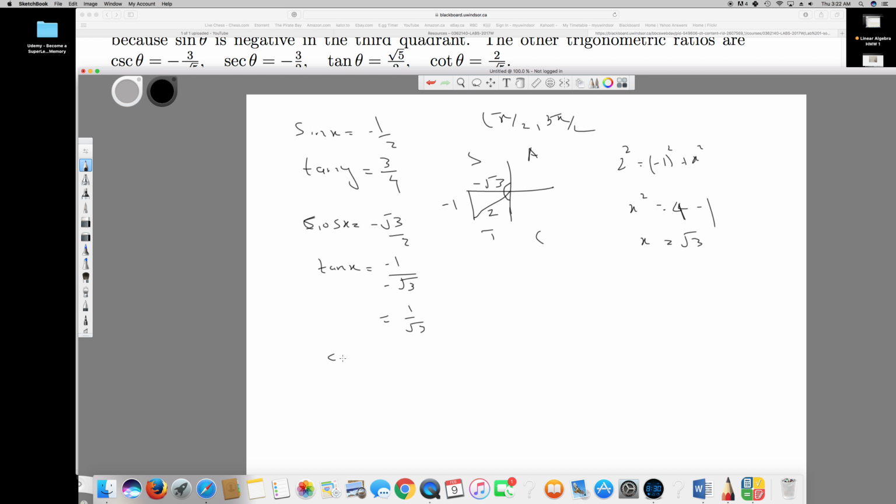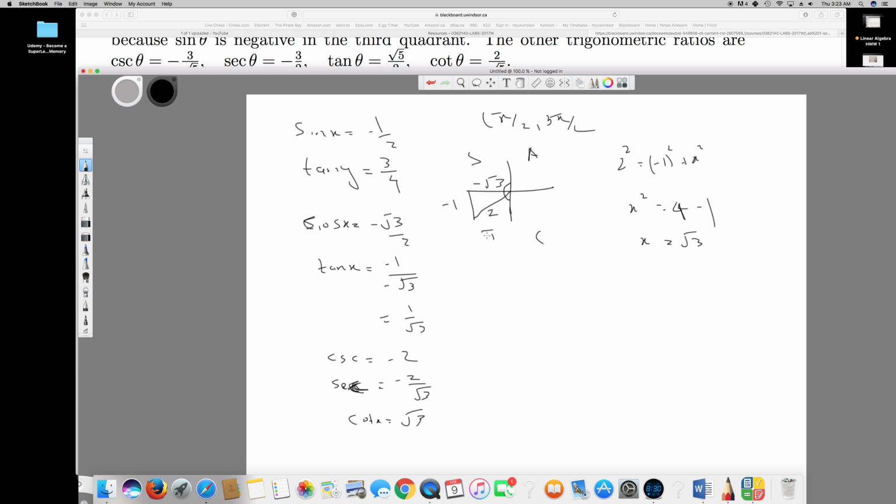Then we can find the cosec. Cosec is going to be the reciprocal of sine, so minus 2, and sec is going to be the reciprocal of cos. It's going to be negative 2 over root 3. And cot is going to be the reciprocal of tan, so cot x is going to be equal to root 3. So we have found all the variables.